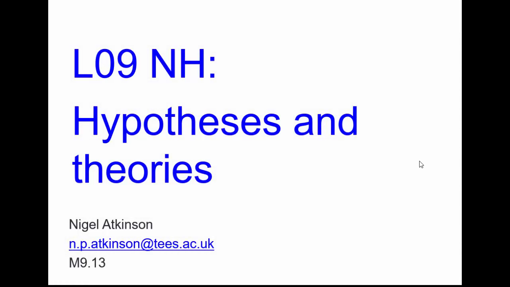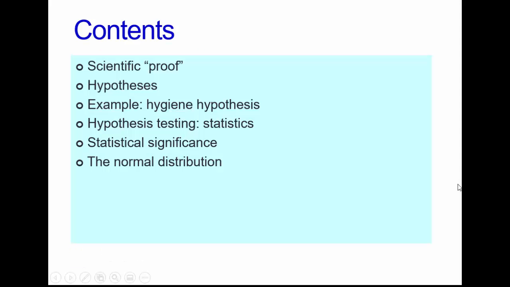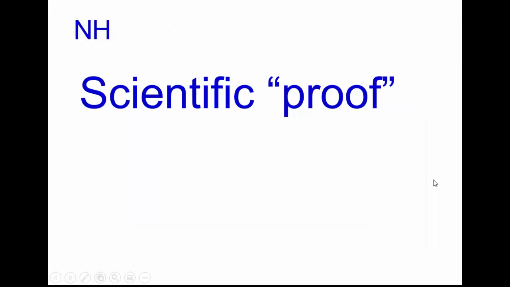Right, okay, so we're going to look at hypotheses and theories. Let's move that on. Now look at the nature of scientific proof. Talk about hypotheses with an example of the hygiene hypothesis. We'll start to talk a little bit in general terms about hypothesis testing and statistical significance, though this will be done more in the Excel exercises. And we'll wrap up by talking about the normal distribution, which again will link through eventually to statistical significance.